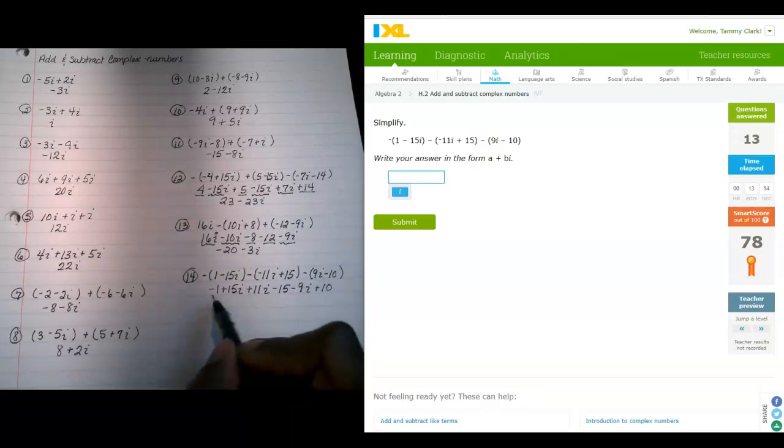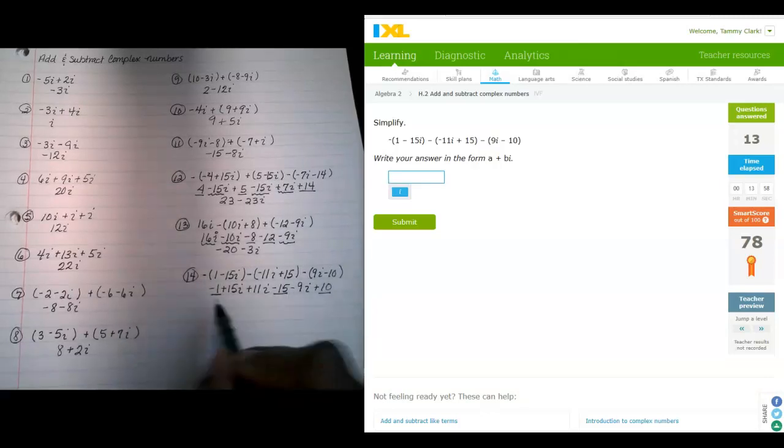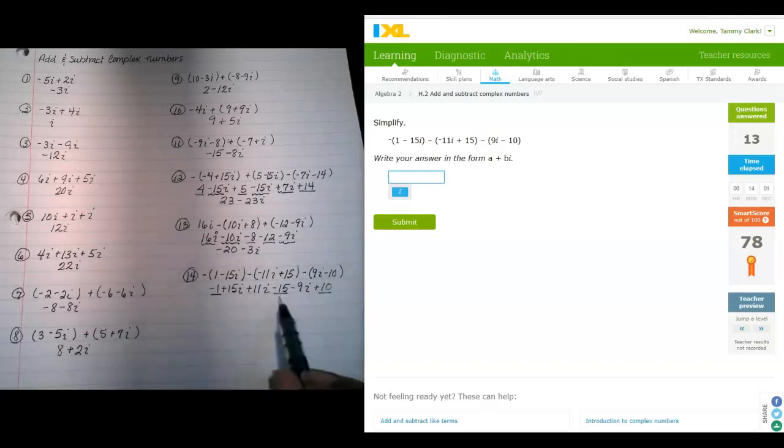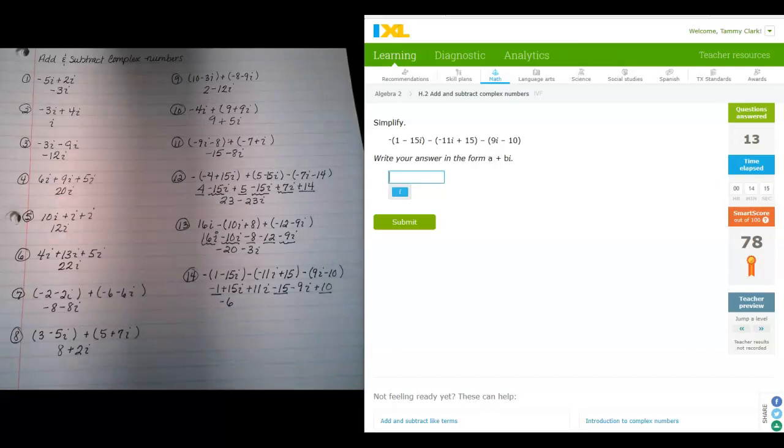Let's go through and look at all of our real numbers. So we've got negative 1 minus 15 is negative 16. But then we're going to add 10 to it. So we subtract 16 and 10, and we get 6. But we know it's going to be negative because 16 was the larger number, and it was negative. So that gives us negative 6.